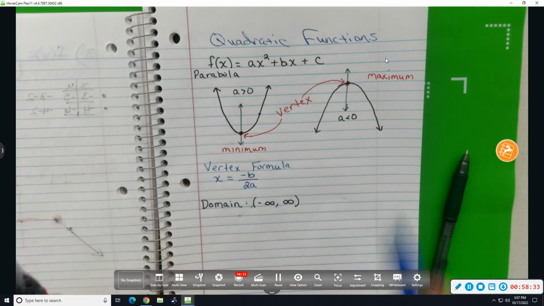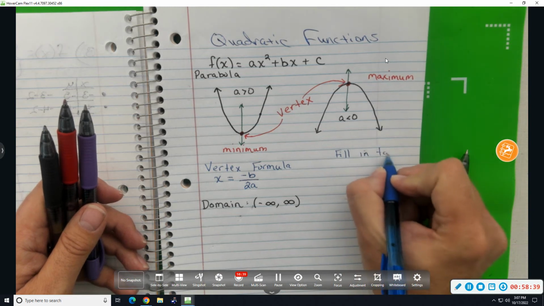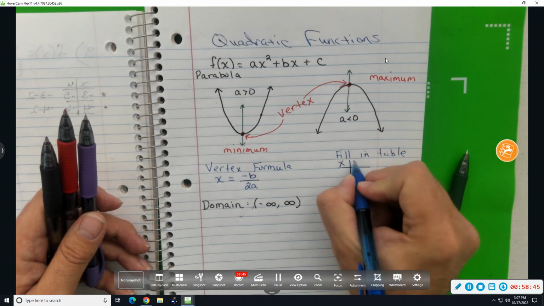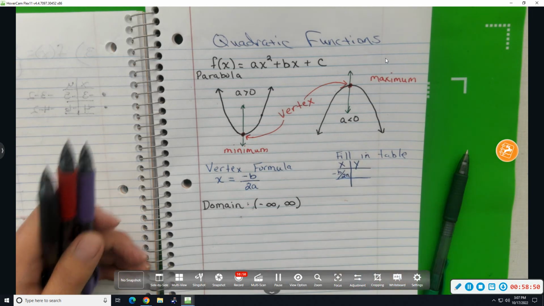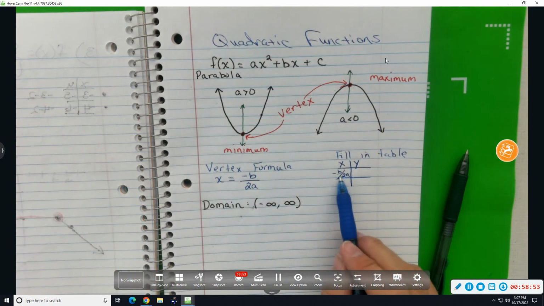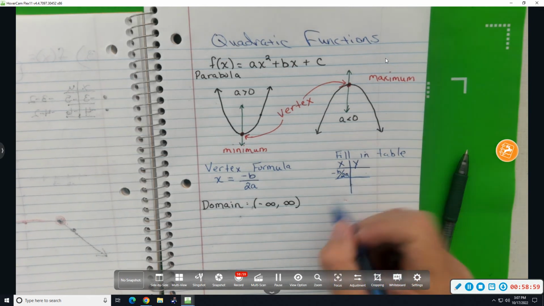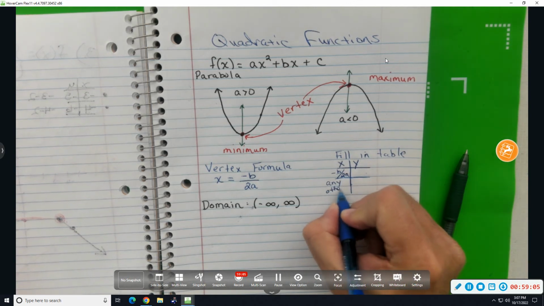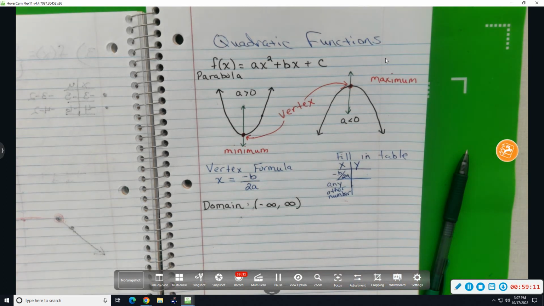In order to graph a parabola, you're going to fill in this table. Plug in minus b over 2a, and that gets you the vertex, x and y. Then, just any other number, other than whatever minus b over 2a is. Any other number. And we're going to start problem 9.